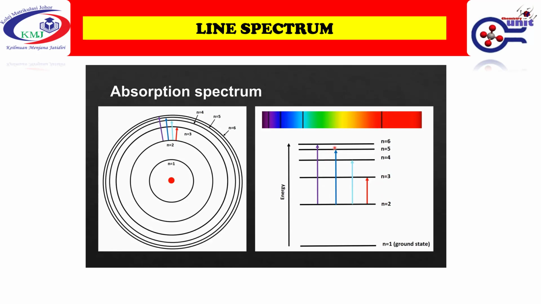Next, we'll have a look at this blue arrow here. The electron has transitioned from the n equals 2 to the n equals 5 energy level, and the energy that the electron has absorbed corresponds to the wavelength of blue light.